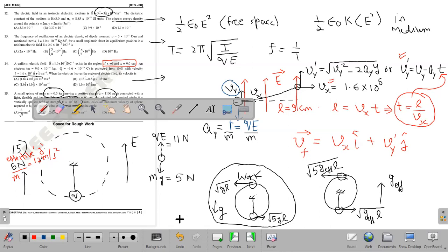Root 5 GL, which was the velocity at the bottom point of that case where gravity was downward, should now be the velocity at the topmost point where gravity is upward. So our answer for this question will be root 5 G effective into L, and G effective is 12. So this value should be root of 5 times 12, and the length is given as 60 centimeter, 0.6. So it is 6 meter per second.